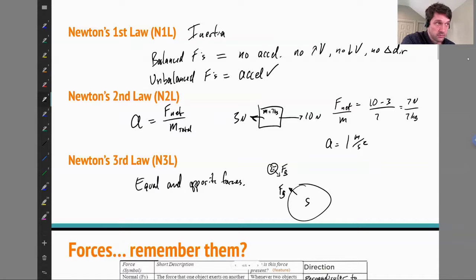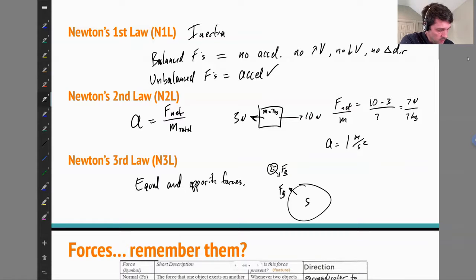Why does the Earth go around the sun? Well, the Earth's mass is much, much smaller. So the Earth's motion will be affected more than the sun's motion will be, even though they've got the exact same force exerted on each other.